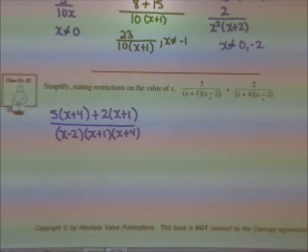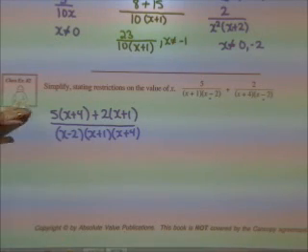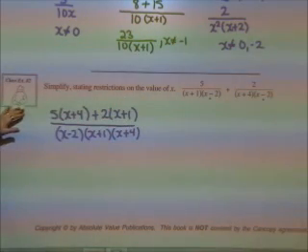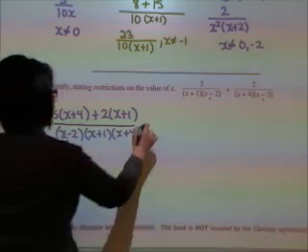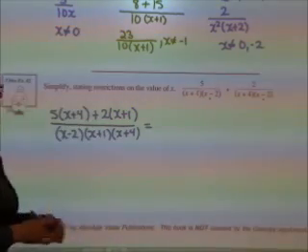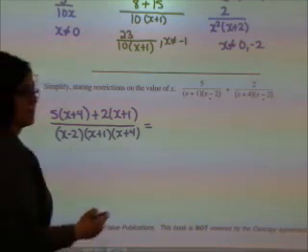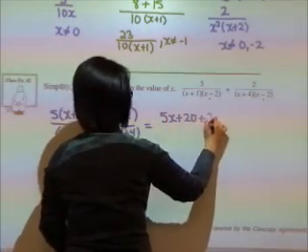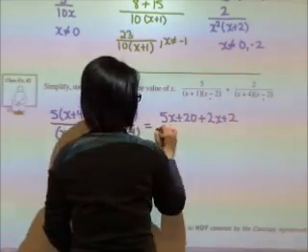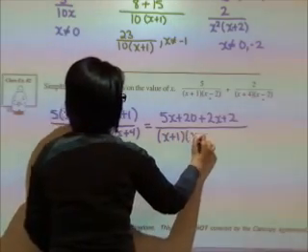Okay. Remember what I said with the last lesson? Don't expand the bottom. We expand and we simplify the top, but we leave the bottom in factored form. So if I expand out the top, what would I get when I remove all the brackets? 5x plus 20 plus 2x plus 8. And then all of that is over that common denominator.